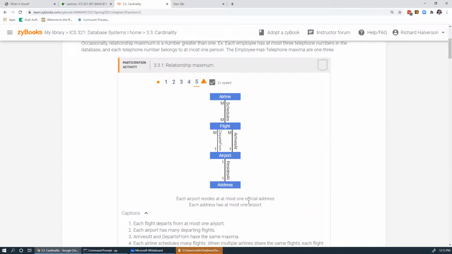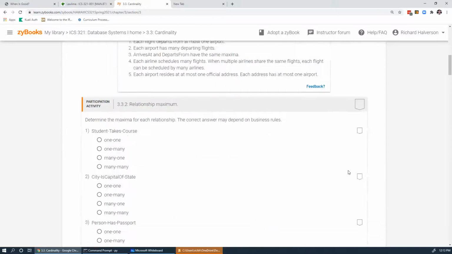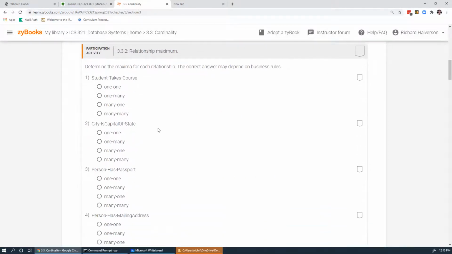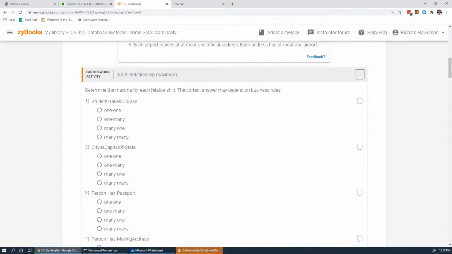Each airport resides at most one official address. Each address has at most one airport. Yeah, that makes sense. All right. Determine the maxima for each of these relationships. Correct answer may depend on business rules.